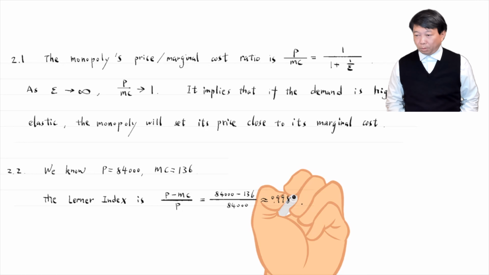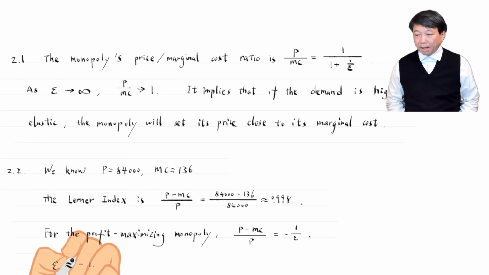It is close to 1, indicating the firm has a strong market power to set the price much higher than its marginal cost. Using the relationship between the Lerner index and the demand elasticity, we obtain epsilon equal to minus 1.0016. The demand curve the firm faces is only slightly elastic.